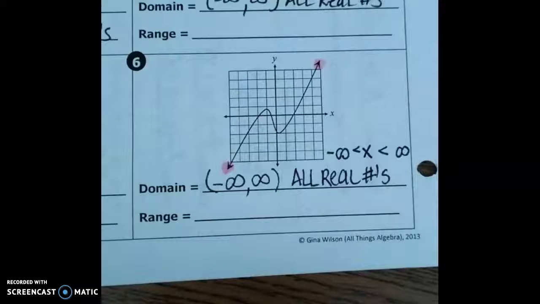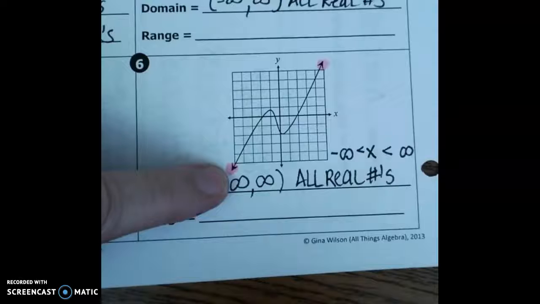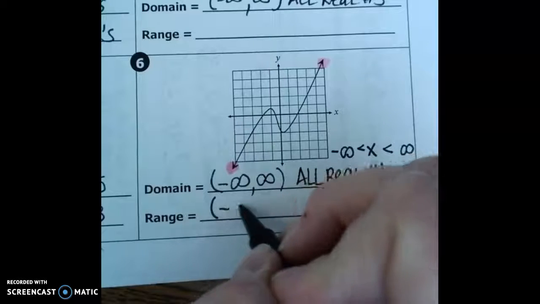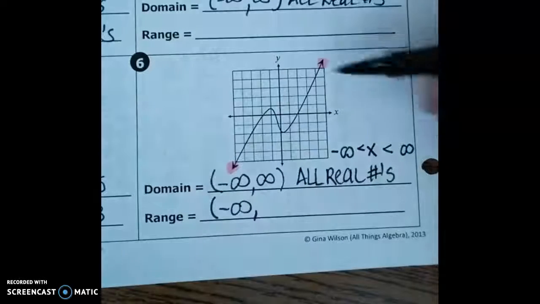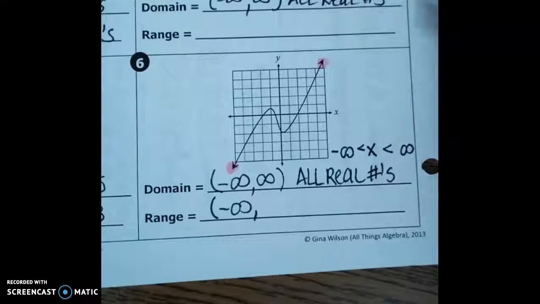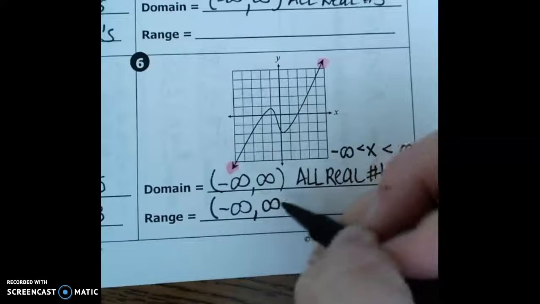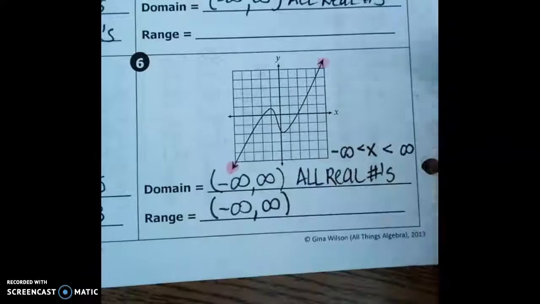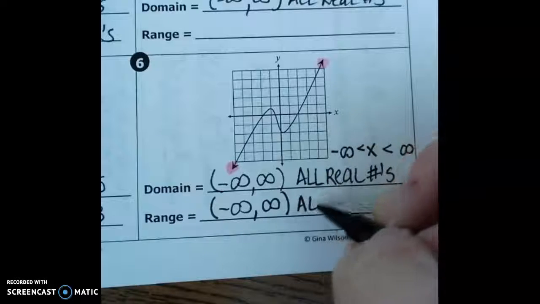For our range, let's take a look. Remember, we read from the bottom to the top, so at the bottom of the graph, there's an arrow. It's going down forever and ever and ever. Well, y values down are -infinity. On the top of my graph, it has an arrow again. It's going up forever and ever and ever, so it's going to go into +infinity. So our range is never ending from the bottom up. That is all real numbers.